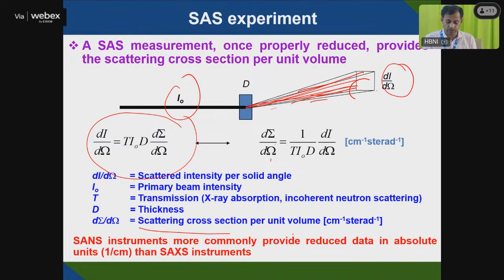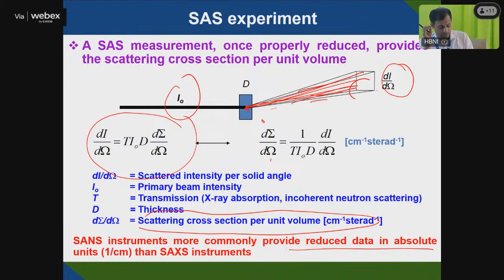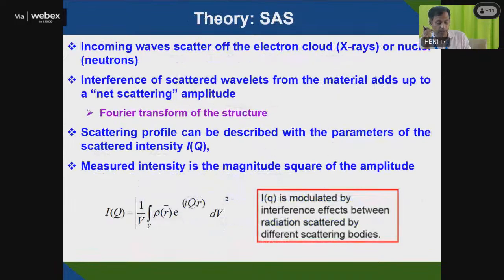So dΣ by d omega is nothing but the scattering cross section per unit volume. So in the particular volume, the scattering cross section, the scattering from here. So what is the volume of that? The center point. So from there, the scattering cross section per unit volume is dΣ by d omega. So specifically, for the intensity you have to consider the transmission beam as well as the intensity of the primary beam, along with the scattering cross section. So a SANS instrument more commonly provides reduced data in absolute units than a SAXS instrument. So SANS will give you more accuracy, and more commonly provides reduced data, up to software deposition.